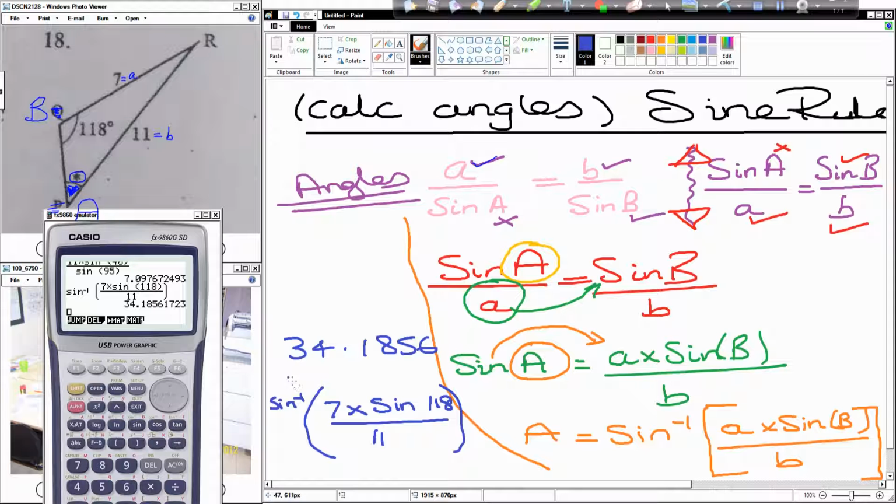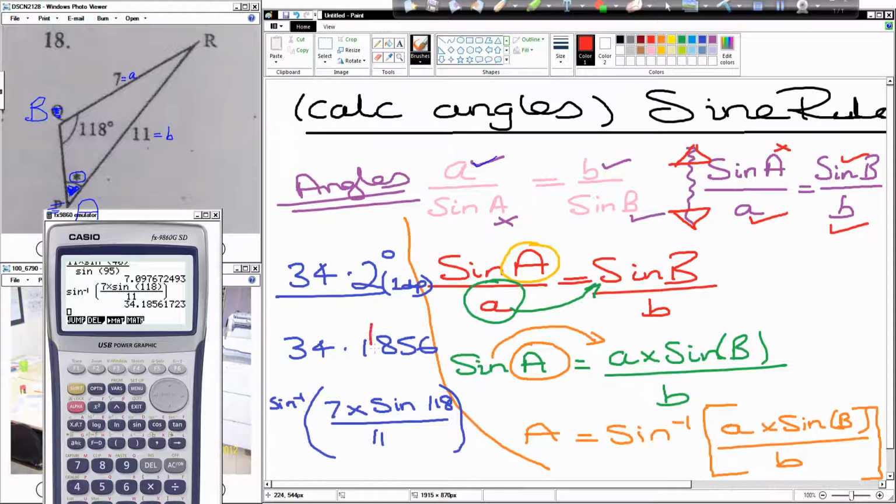Now, what are we working out? We are now working out, for the first time actually, angles, not lengths anymore. So this is going to be a degree answer. So the final answer to one decimal place will give you what? 34.2 degrees to one decimal place. Why is that?